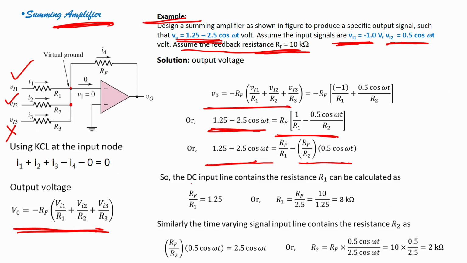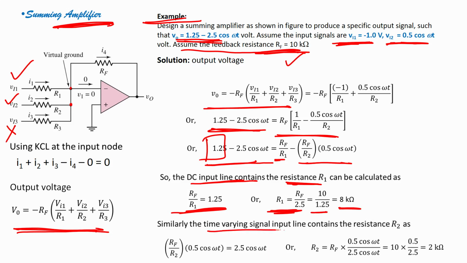So, the DC input line contains resistance R1 and that can be calculated as nothing but RF by R1 equals 1.25, correct. This is very easy, right. Here you see, R1 equals RF by 2.5. What is RF? RF is given as 10 kilo ohm. So, R1 equals 8 kilo ohm.